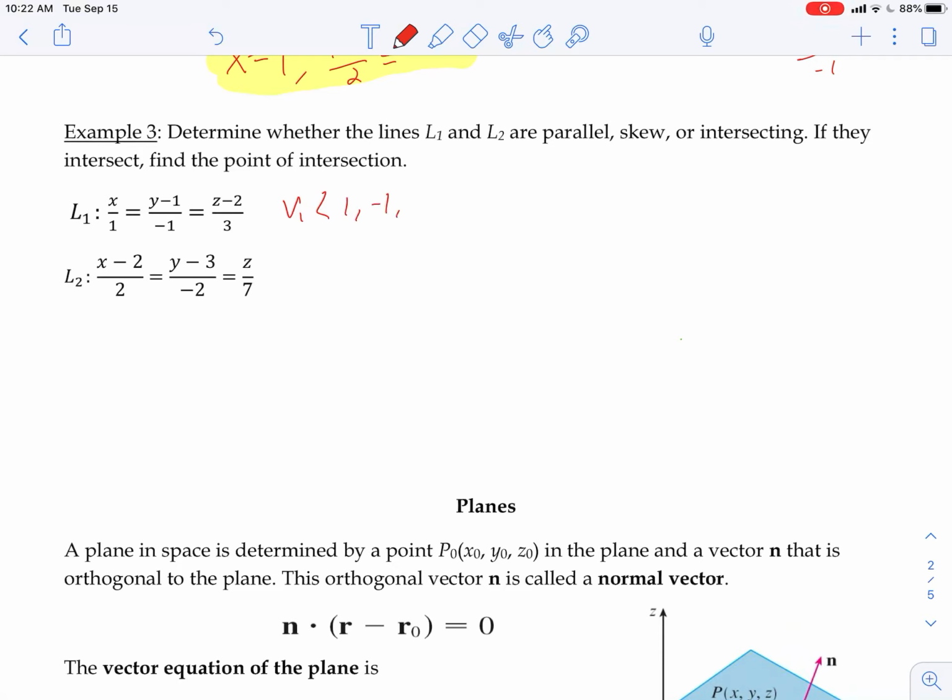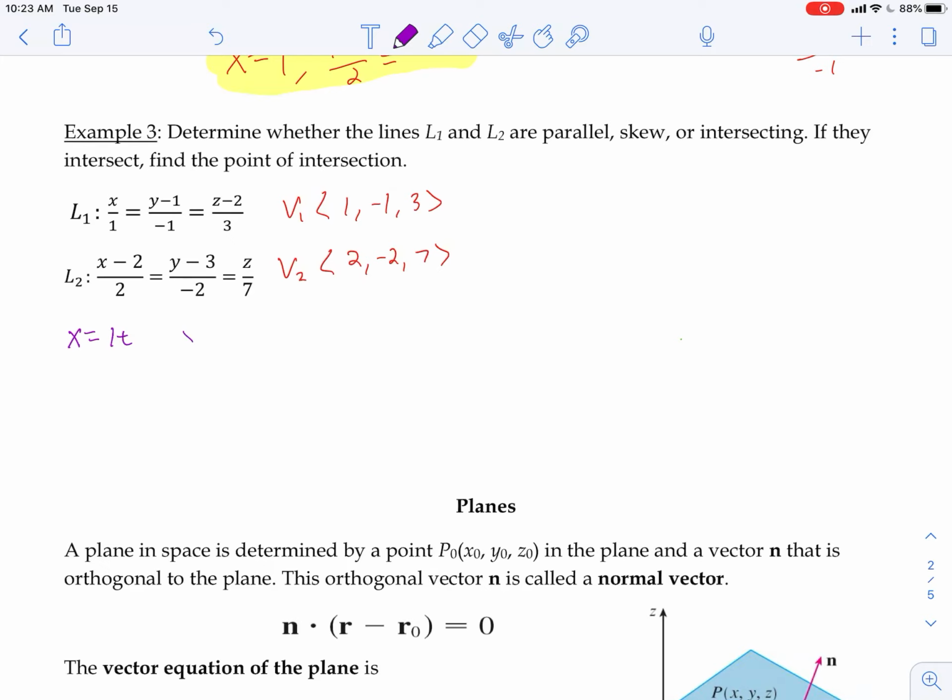So I have a vector, which I'll call v sub 1, of 1, negative 1, and 3. And then I have another vector of 2, negative 2, and 7, again made up from the denominators, because these are symmetric equations, all set equal to each other. I noticed these are not scalar multiples. From section 12.2, we stated that if two vectors are scalar multiples, then they're parallel. Well, these two vectors are not scalar multiples. Because they're not, I'm now going to find all my parametric equations. The parametric equation for the first is just going to be x equals 1 times t.